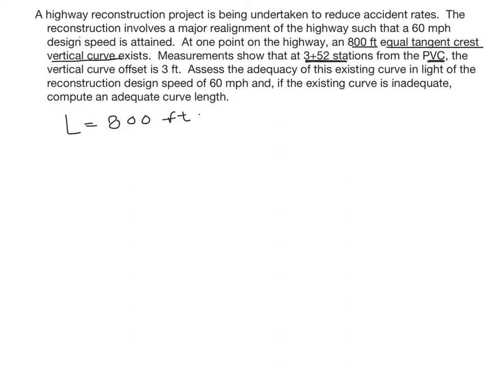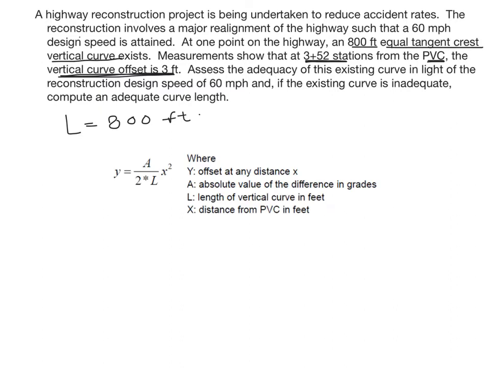So PVC is the point of vertical curvature, which is where the curve starts. The vertical curve offset is 3 feet. So immediately, by reading the sentence, the vertical curve offset is 3 feet, you should know that you need to be applying the vertical curve offset equation. So the offset equation is given here.